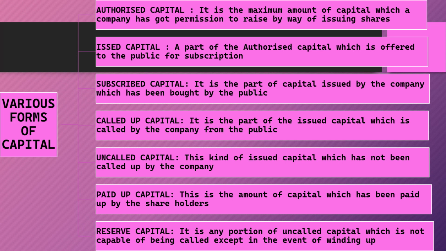Subscribed capital is that part of the issued capital that is actually subscribed by the public. The issued capital and subscribed capital become equal when the shares issued for public subscription are subscribed fully by the public. Finally, reserve capital is that part of the authorized capital which is yet to be called up and will be available for drawing when needed.